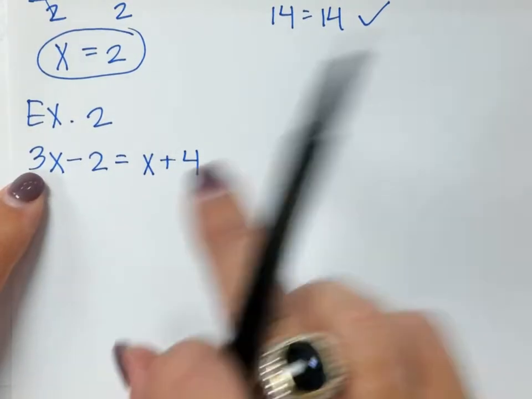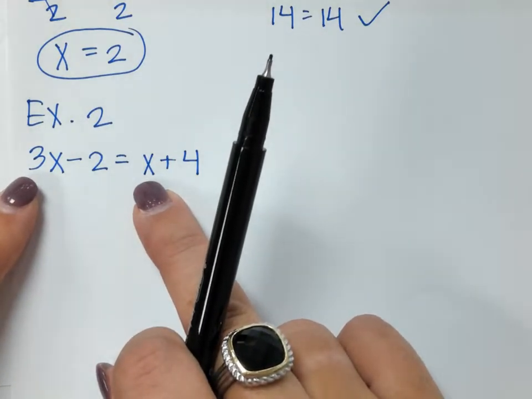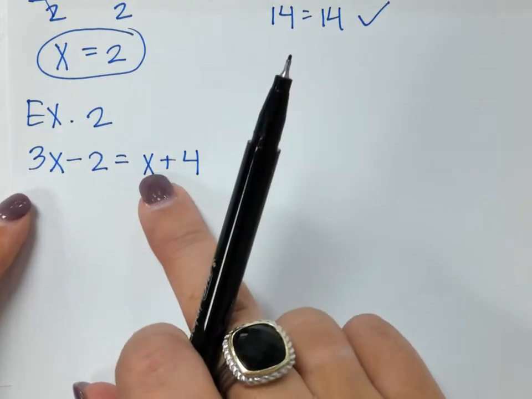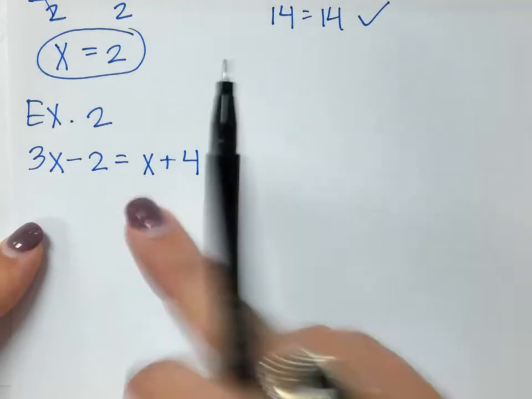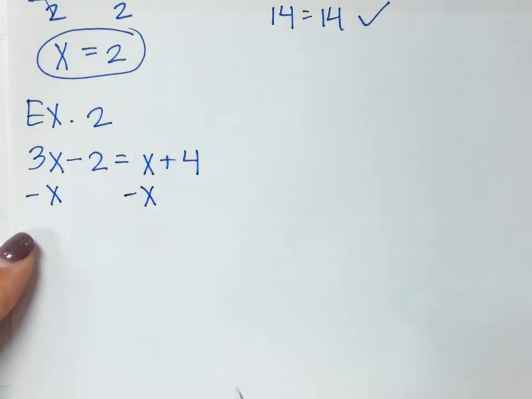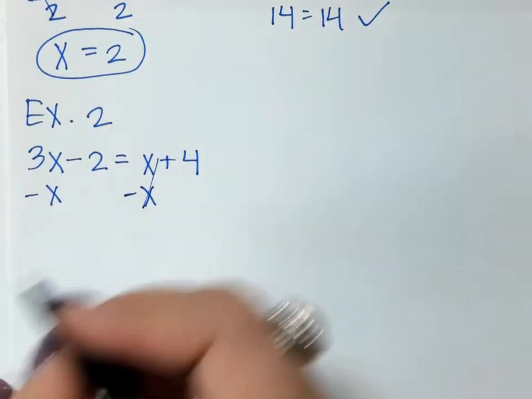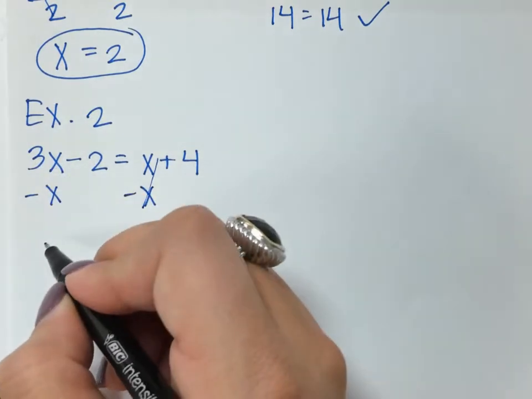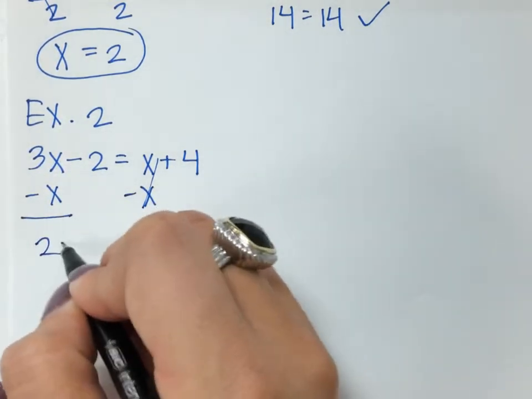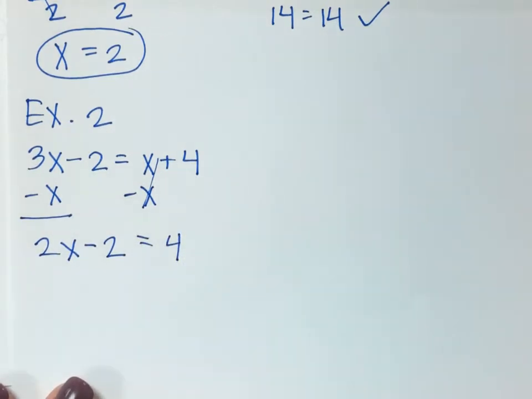So if I have 3x and 1x, which one do I want to move to the other side, Andrew? 1x. My 1x. So if that's a positive 1x, how do I move it? Subtract. So I'm going to subtract x from both sides so that these cancel. And it leaves me with, what's 3x minus 1x? 2x. So I have 2x minus 2 is equal to 4.